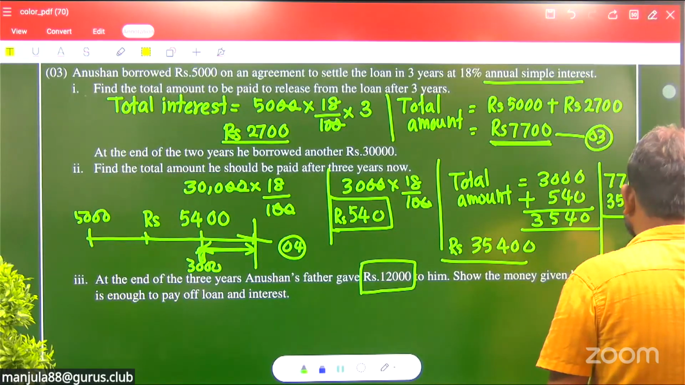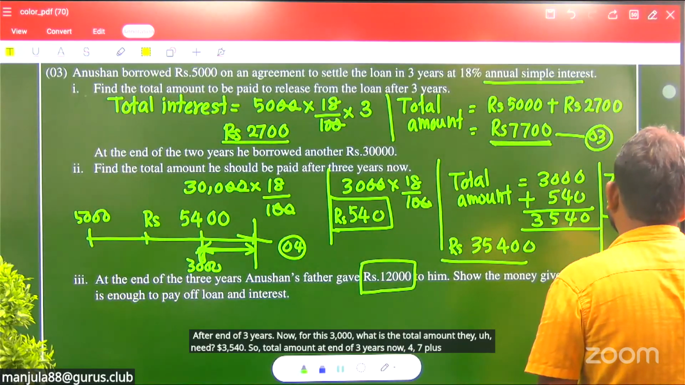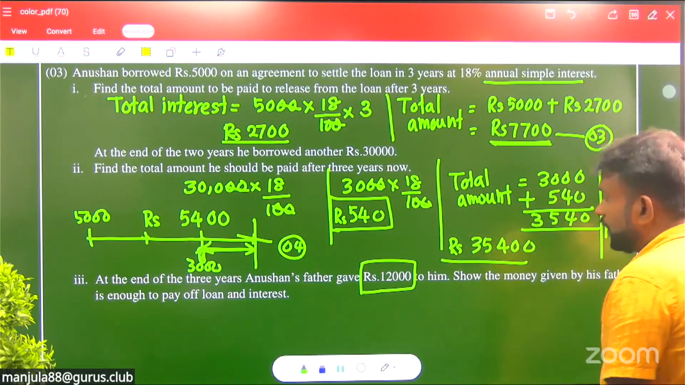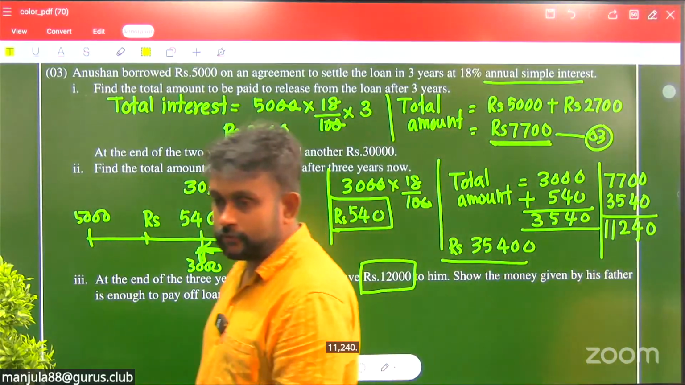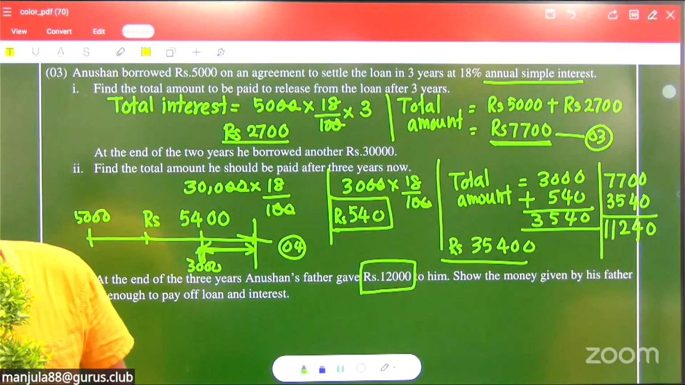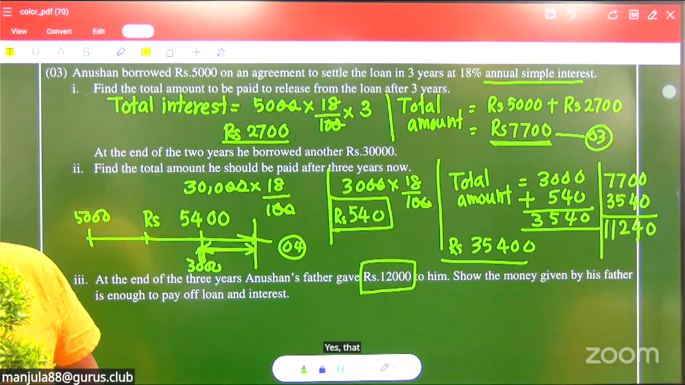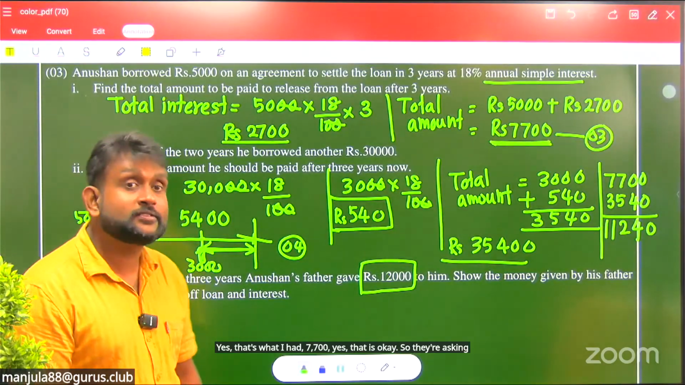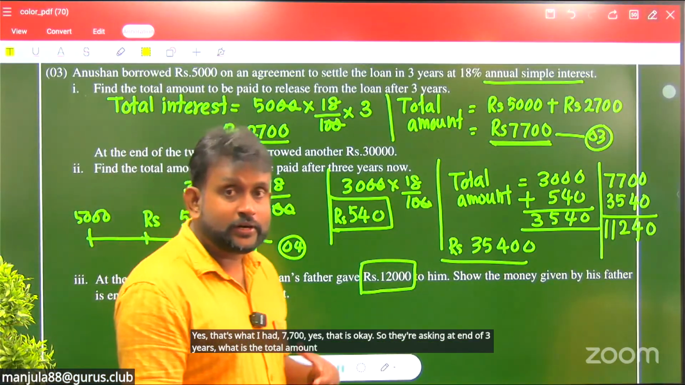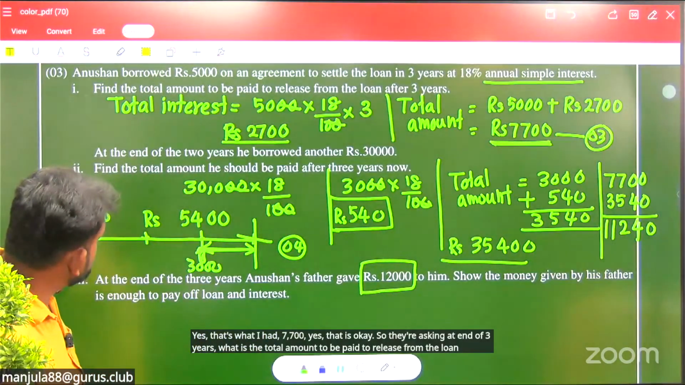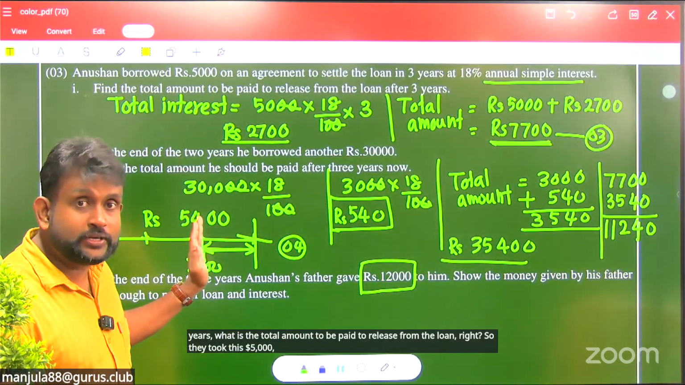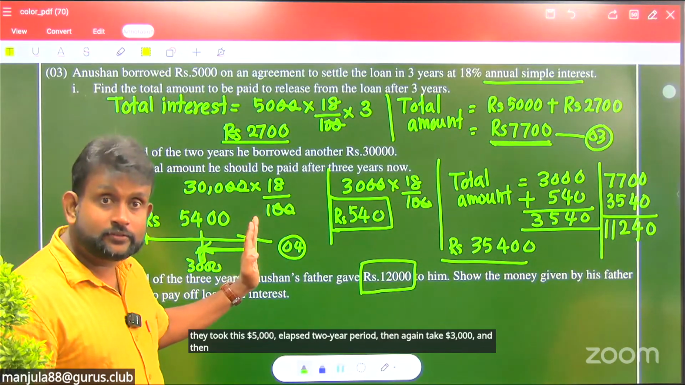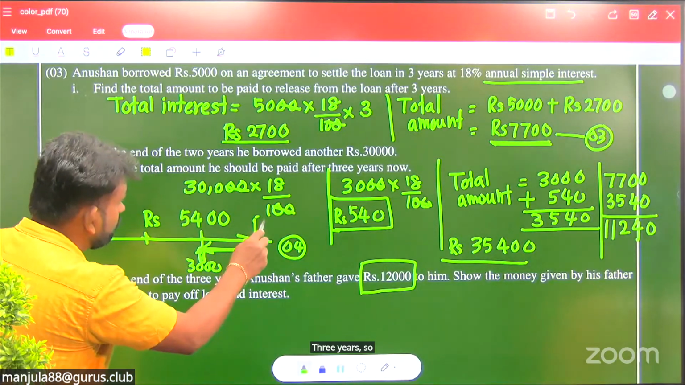Now 4, 7 plus 5, 12, 11,240. Yes, that's what I had. 7,700, yes, that is okay. So they're asking, at the end of 3 years, what is the total amount to be paid to release from the loan, right? So they took this 5,000, 2 year period elapsed, then again they take 3,000, and then they are releasing at the 3 years. So at this point, what is the total amount?